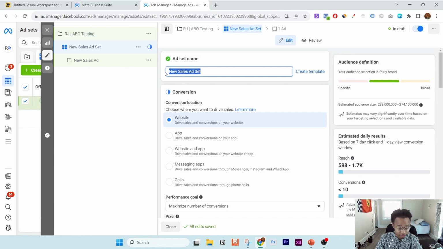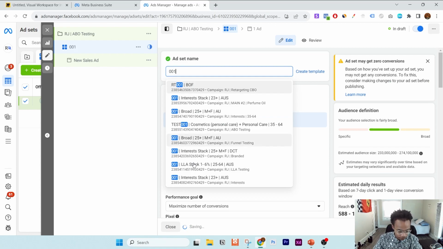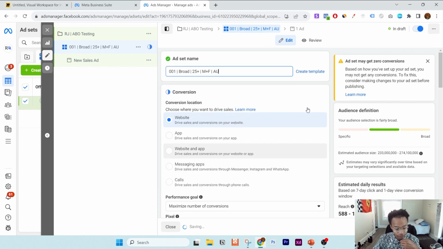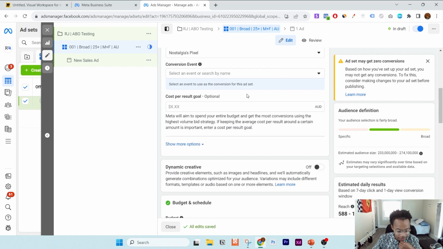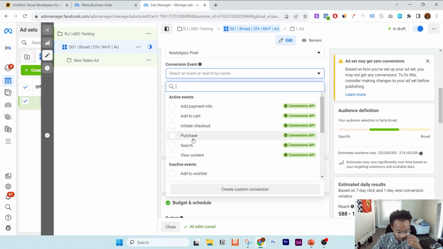Now we're going to have the same ad set naming convention. So let's say it's over here. Broad, 25 plus, right? Conversion event, purchase.